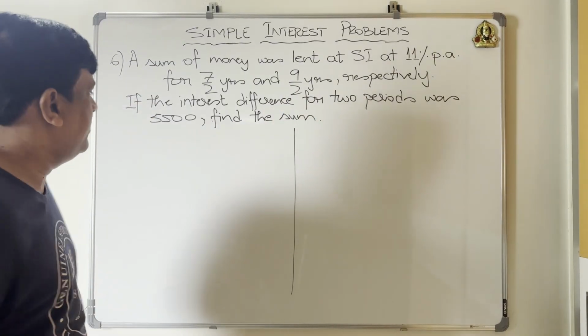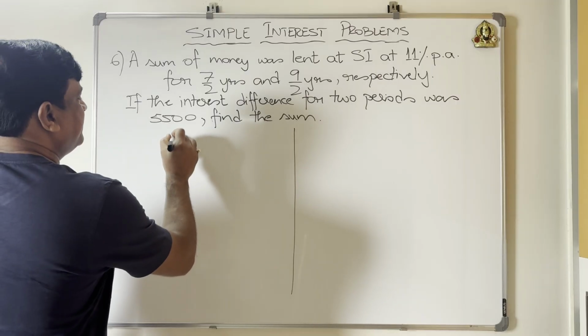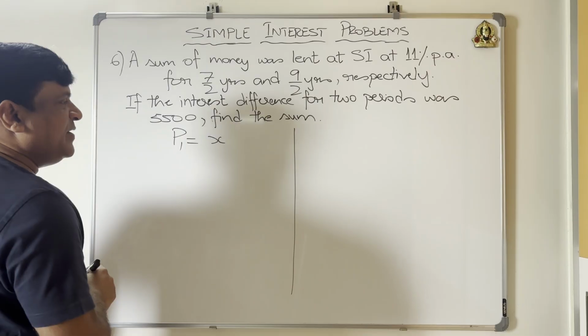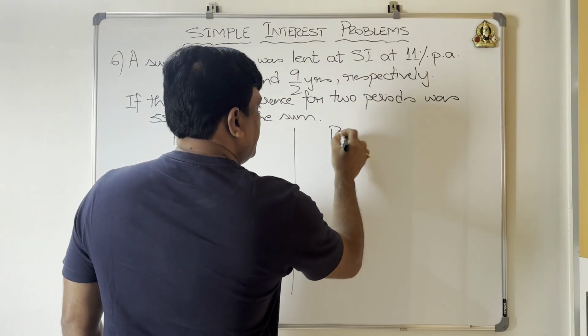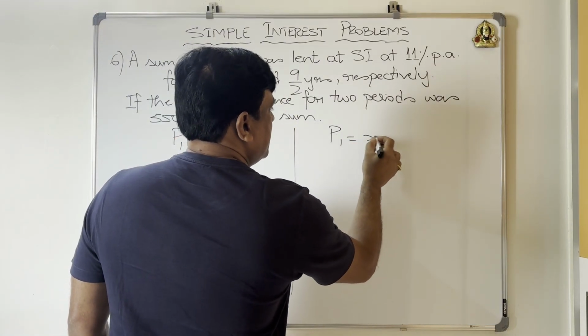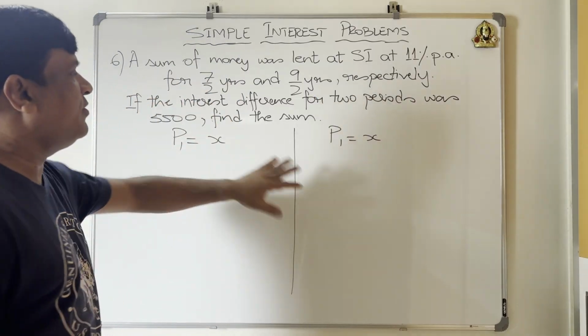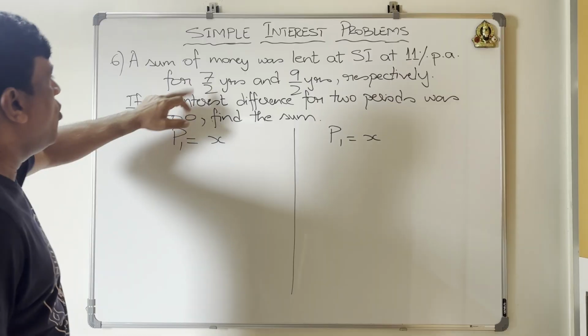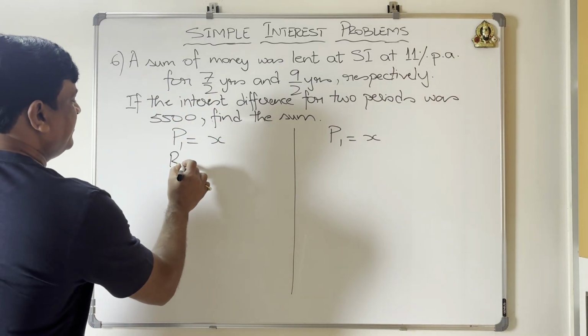So you don't know the sum. So let the sum be x. So let the P be x. I'll call it P1. Here also it will be P1 because it's the same sum. They did not specify that the sums are different between these two periods. What is the rate? Rate is same.